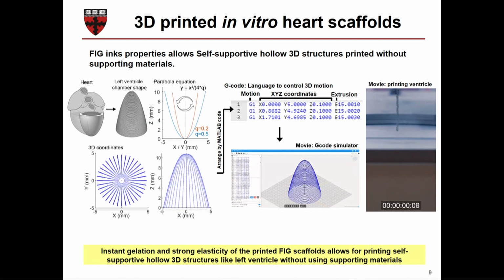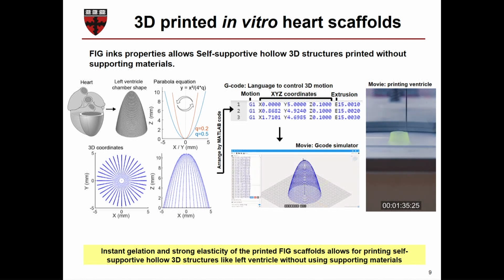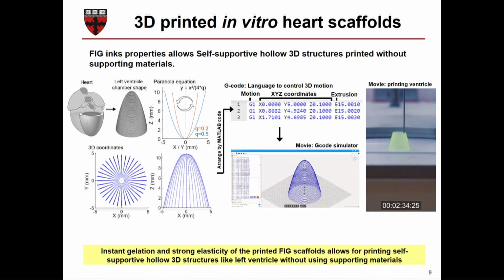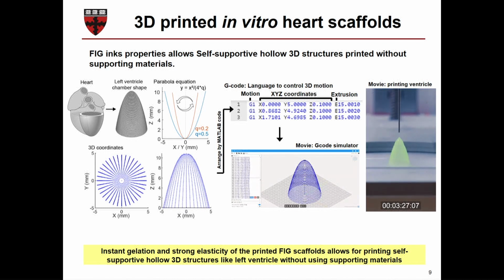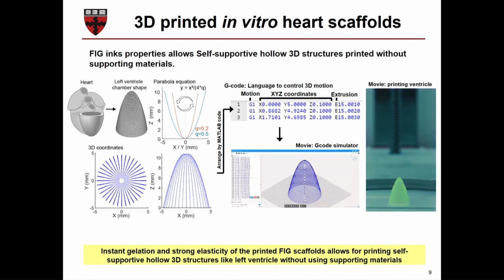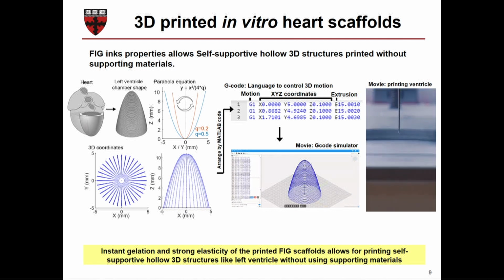Now we want to print this 3D ventricle structure. The ventricle looks like a chamber, a cone shape. So we take XYZ coordinates to make this 3D cone shape, and we make it upside down, and then we rearrange these coordinates into the order of the printing direction. Then we can make the G-code, which is the language to control the 3D printer, so that we can print this ventricle structure without using any supporting material, and it is very stable and very similar to the design.